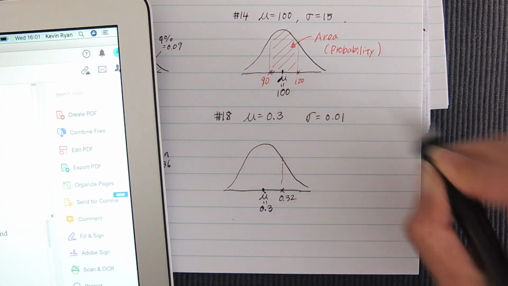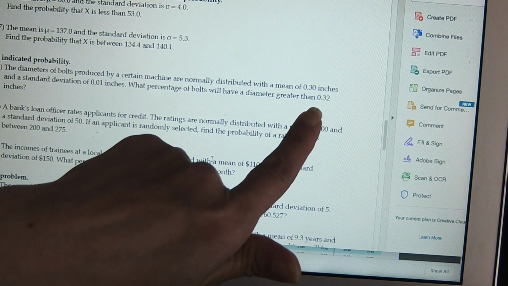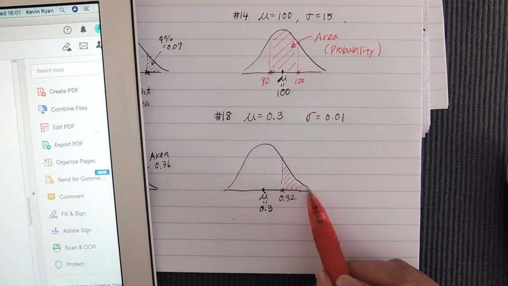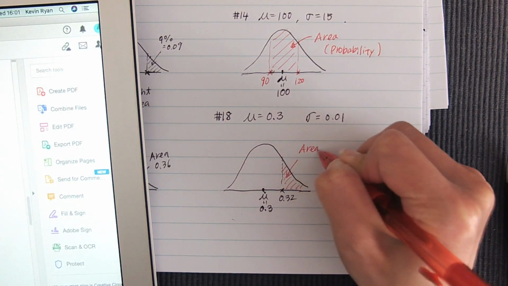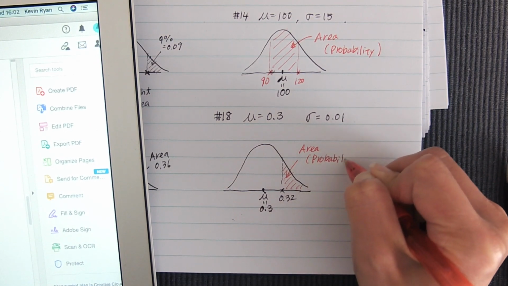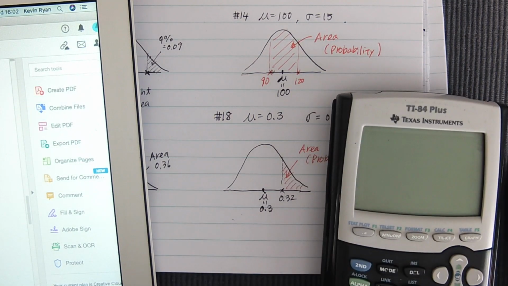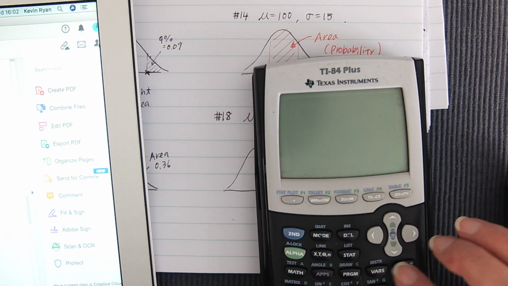Then what am I looking for? The question says greater than 0.32. So here is what I'm looking for. That's my area. I'm going to try to find it, because this is a probability, right? Now what do you have to do? Where should I use it? What's my calculator? Okay, so you go.